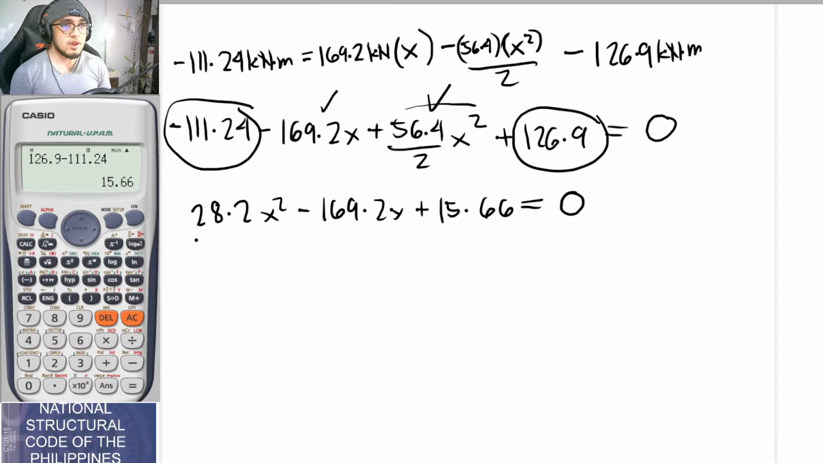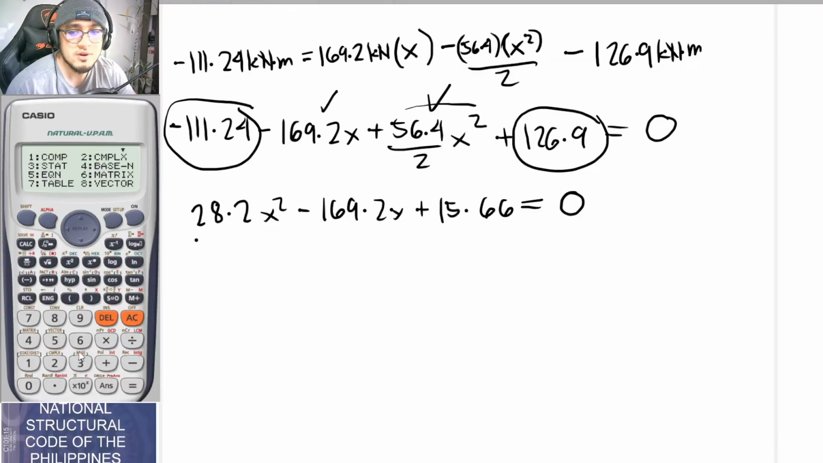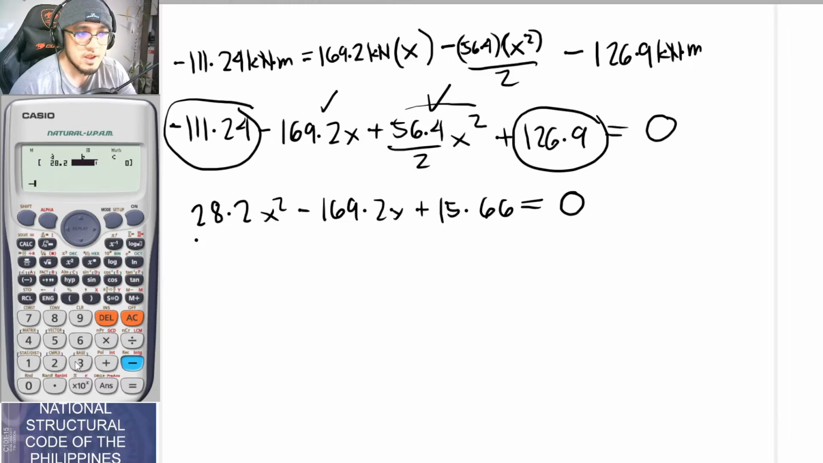Since this is a quadratic equation, you can solve for it using plenty of methods. You can use the quadratic formula, you can use mode 3-2, or you can use shift solve. Theoretically speaking, you must solve for it via the quadratic formula, but let us use technology to our advantage right now. So in that case, guys, I will be making use of mode 5-3, not mode 3-2, I should say. So mode 5-3, with 28.2, negative 169.2, and 15.66.